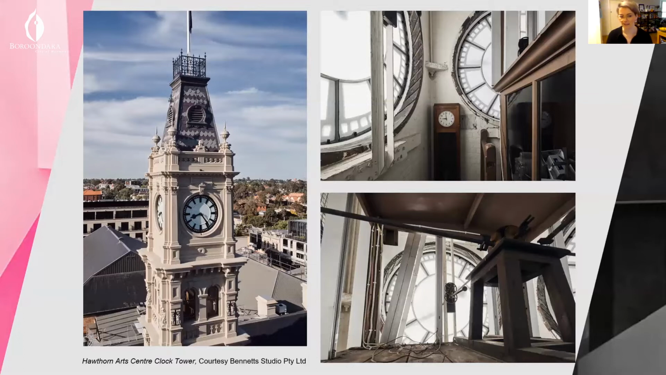So the council fundraised the money, and it was installed by Ziegler, who are responsible for the Flinders Street clocks. This is an image that's been taken recently after the refurbishment. We've just had that completed at the start of the year. And then these images are taken of the mechanisms inside the clock, which is quite gorgeous. And it's just a real shame that it's not safe to get up there, because I'm sure it would be a great tourist attraction.